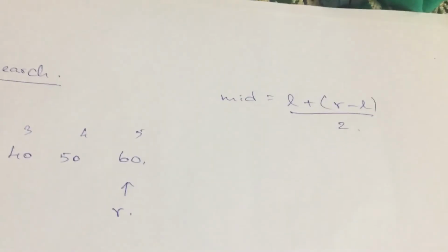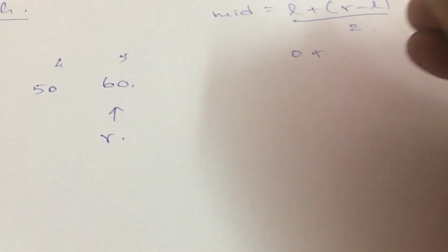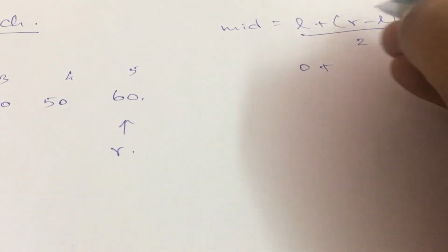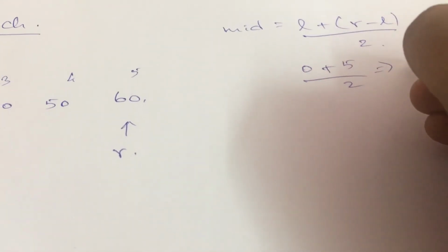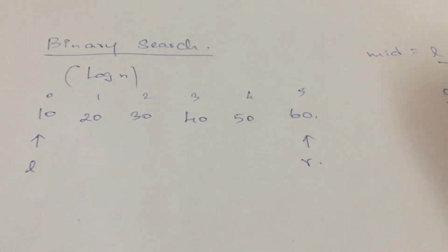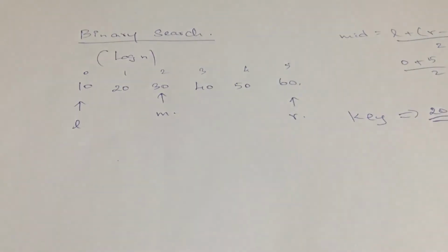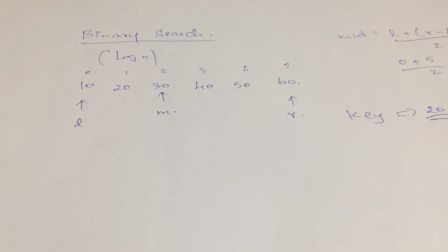So now let's assume my L value is equivalent to 0 and R value is going to be 5, so 0 plus (5 minus L) divided by 2. So again it is 5 divided by 2, which gives me something like 2.5, but since it is an integer, we'll consider only 2. It means that now I'll consider the element 30 to be my middle element. So 30 is now the element M, right? Now let's assume we have a key element that should be found, equivalent to 20.